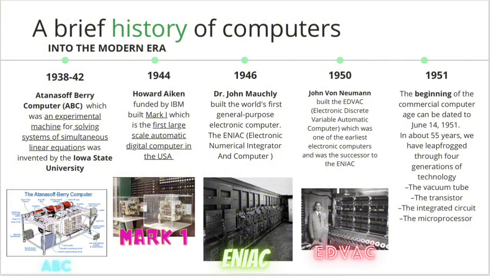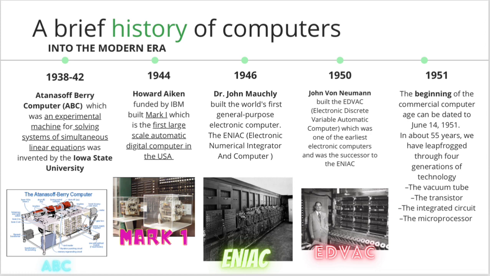1944: Howard Aiken, funded by IBM, built the Mark I, which was the first large-scale automatic digital computer in the USA. 1946: Dr. John Mauchly built the world's first general-purpose electronic computer, the ENIAC, Electronic Numerical Integrator and Computer. 1950: John von Neumann built the EDVAC, Electronic Discrete Variable Automatic Computer, which was one of the earliest electronic computers and was the successor to the ENIAC.